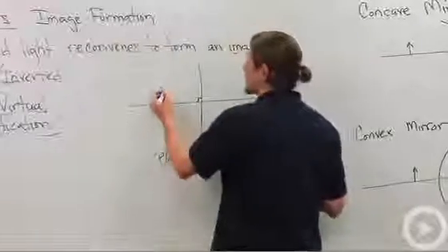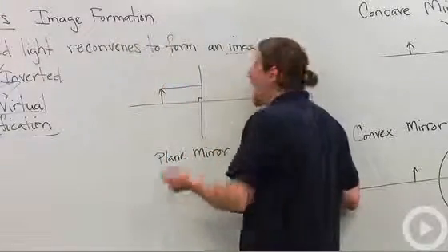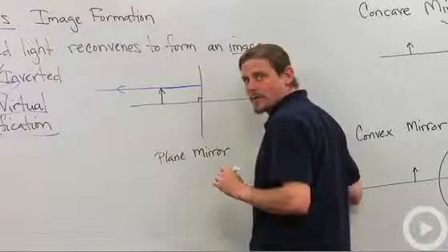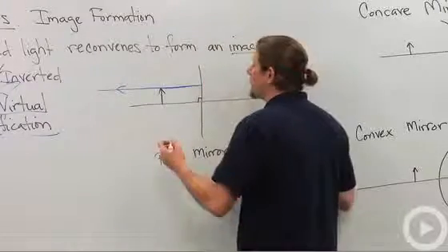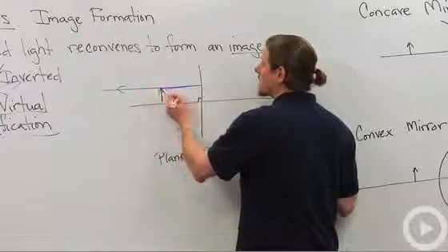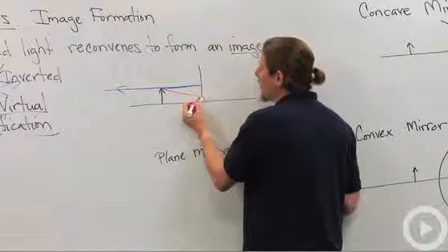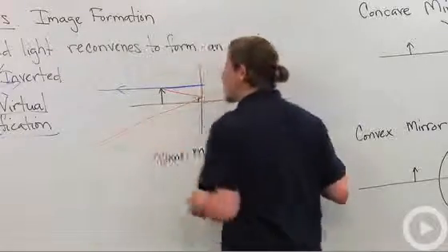All right, a plane mirror goes like this. You've got light coming from the object, and it just reflects straight back. So there's one of them. Let's draw another one. Well, I've got light from the object, and then it just reflects, and remember, angle of reflection equals angle of incidence. So it's going to go like that.